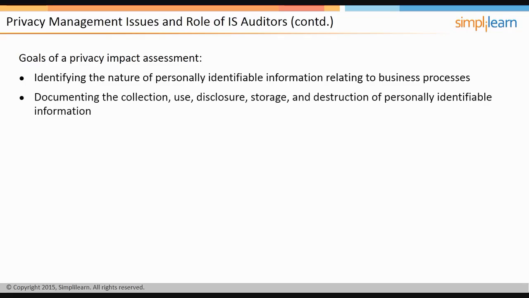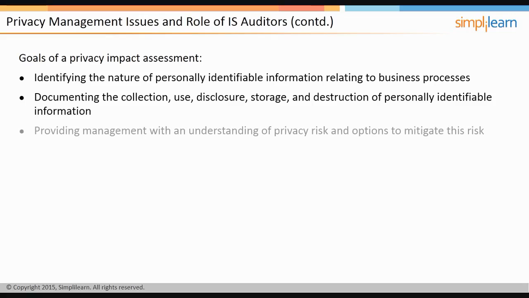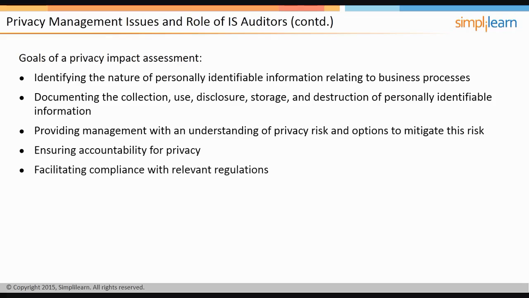The goals of a privacy impact assessment are identifying the nature of personally identifiable information relating to business processes, documenting the collection, use, disclosure, storage, and destruction of personally identifiable information, providing management with an understanding of privacy risk and options to mitigate this risk, ensuring accountability for privacy, and facilitating compliance with relevant regulations.